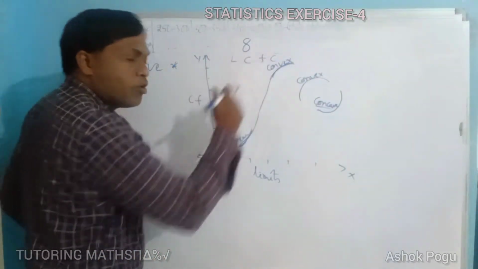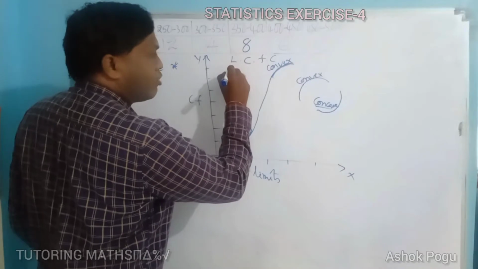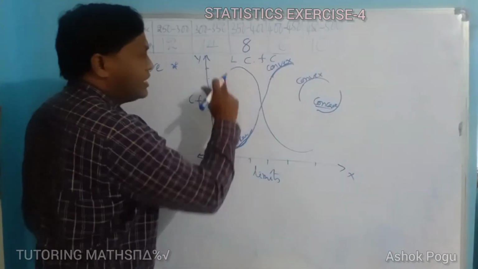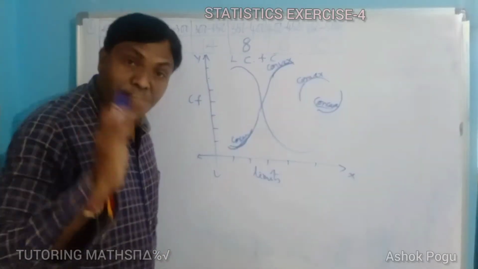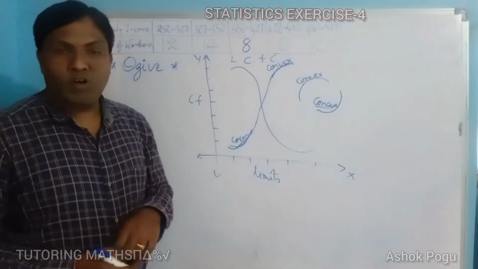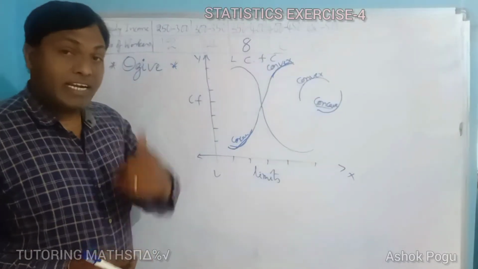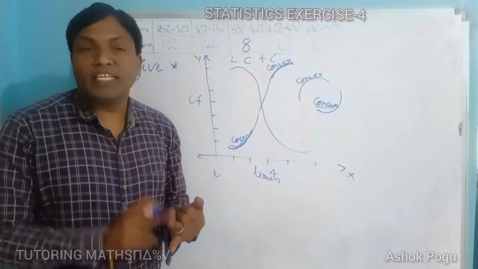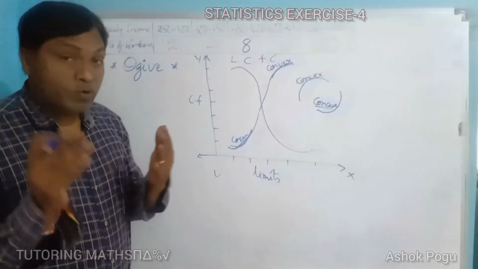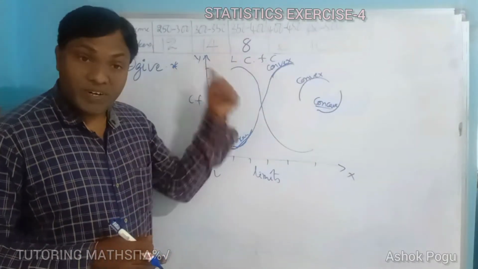This is the less than cumulative frequency curve, and the greater than cumulative frequency curve will be like this. This is called the greater than cumulative frequency curve. Now we are going to discuss an exercise problem directly. Last exercise, 14th chapter statistics 14.4, the first question. We are going to draw the less than cumulative frequency curve.